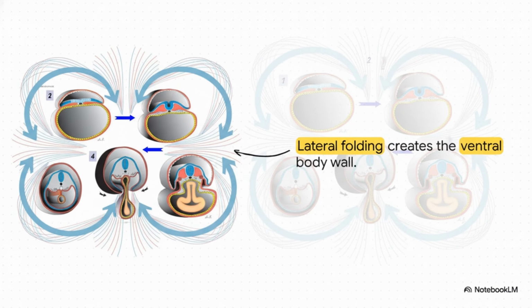Let's walk through exactly how this happens. As the embryo folds laterally, meaning the left and right margins fold downward and inward toward the midline, it's essentially pinching off the top portion of the yolk sac. Once those lateral edges meet and fuse together, boom, you have a closed ventral body wall. And at the exact same time, that pinched off portion of the yolk sac gets incorporated right inside the embryo, completely transforming the primitive gut into a proper tube.